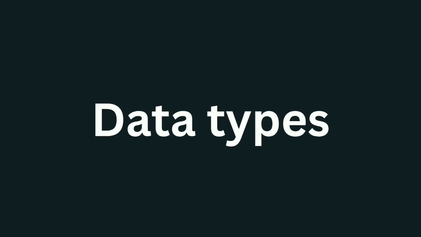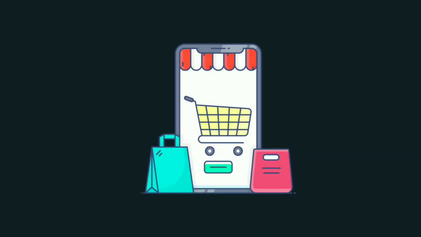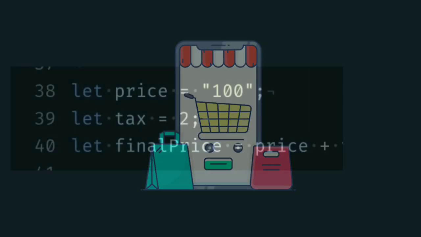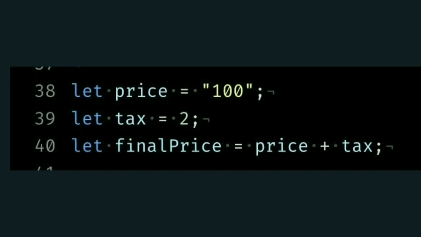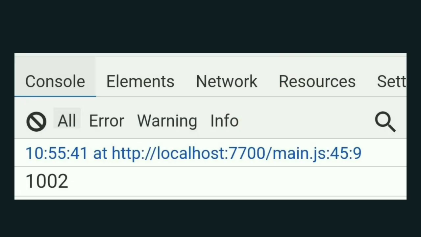Okay, so why does this actually matter? Why do we need to know what type of data we're dealing with? Let's say you're building a shopping application. You have a price and tax. If you don't know how JavaScript handles different data types differently, then this could break your entire application.